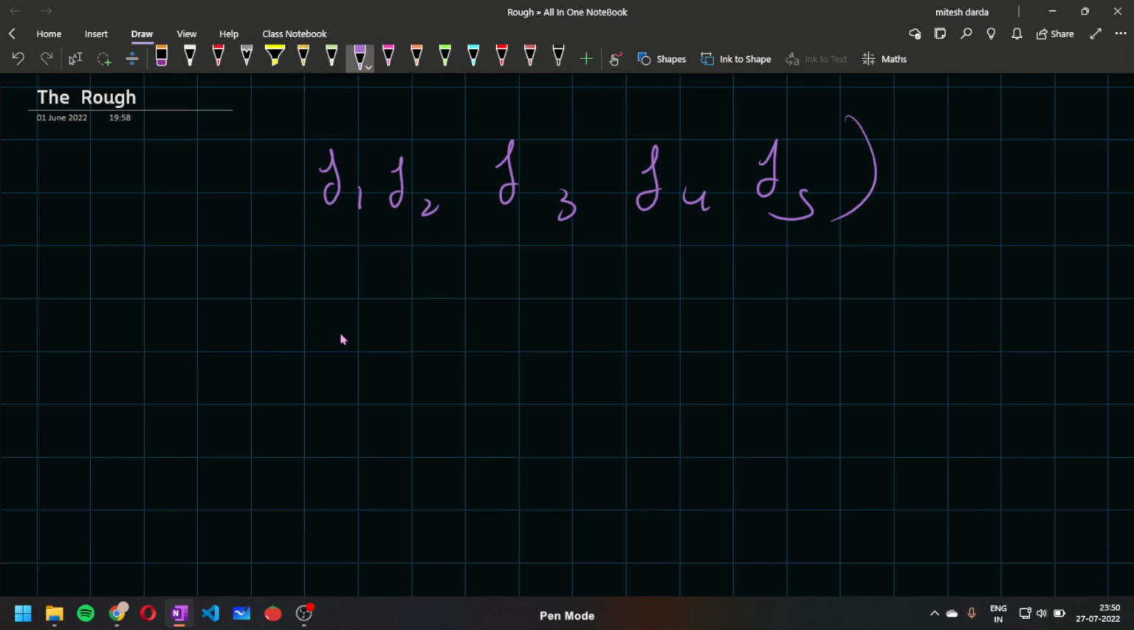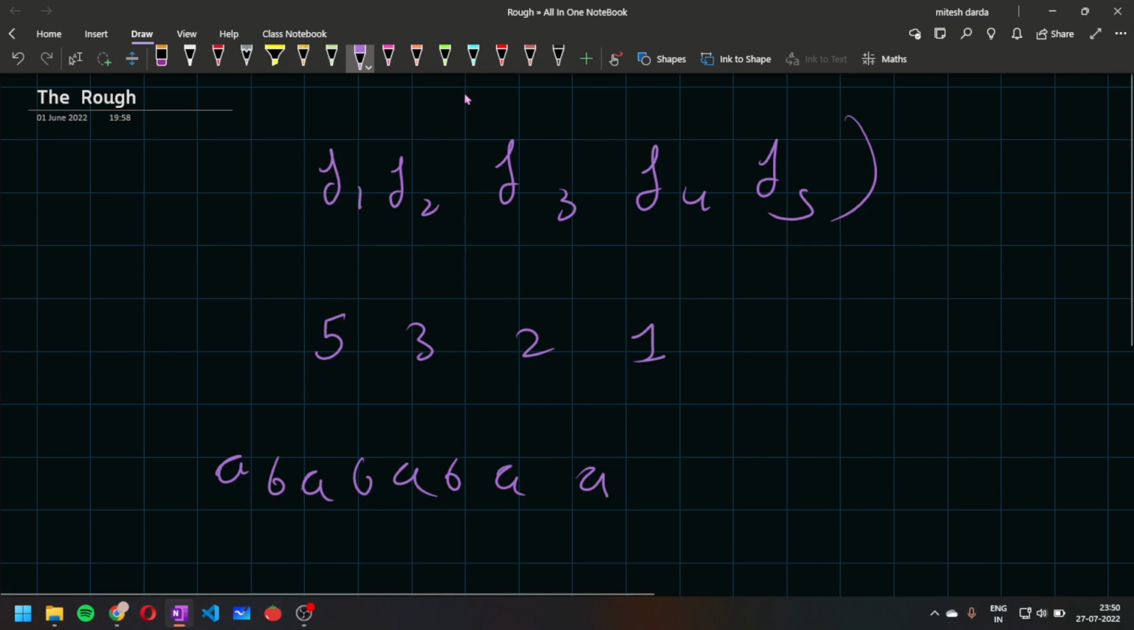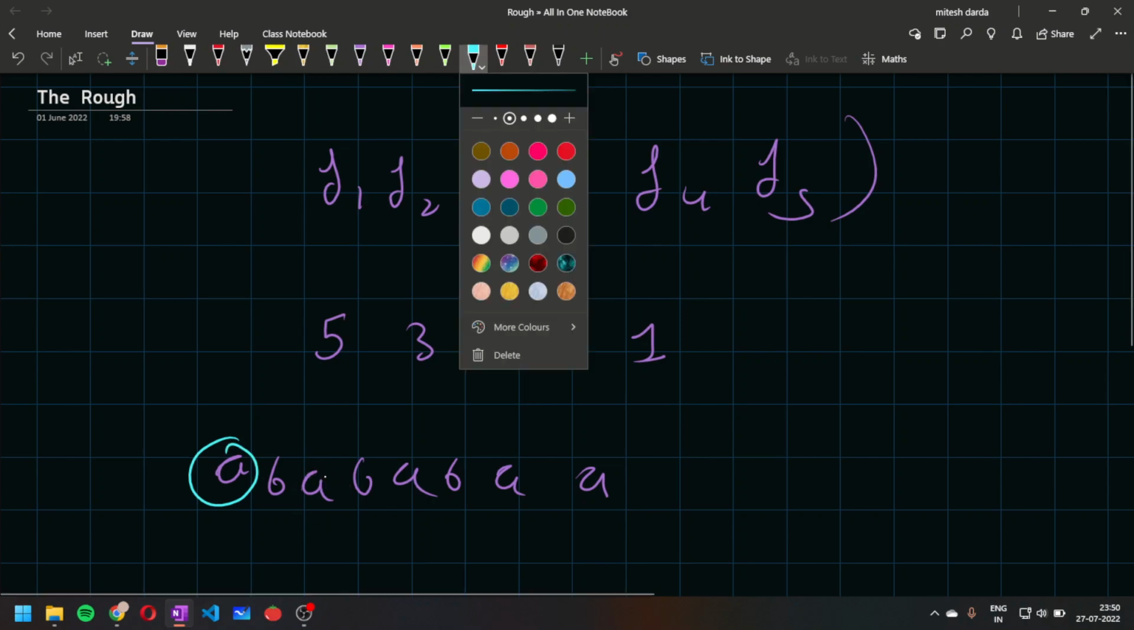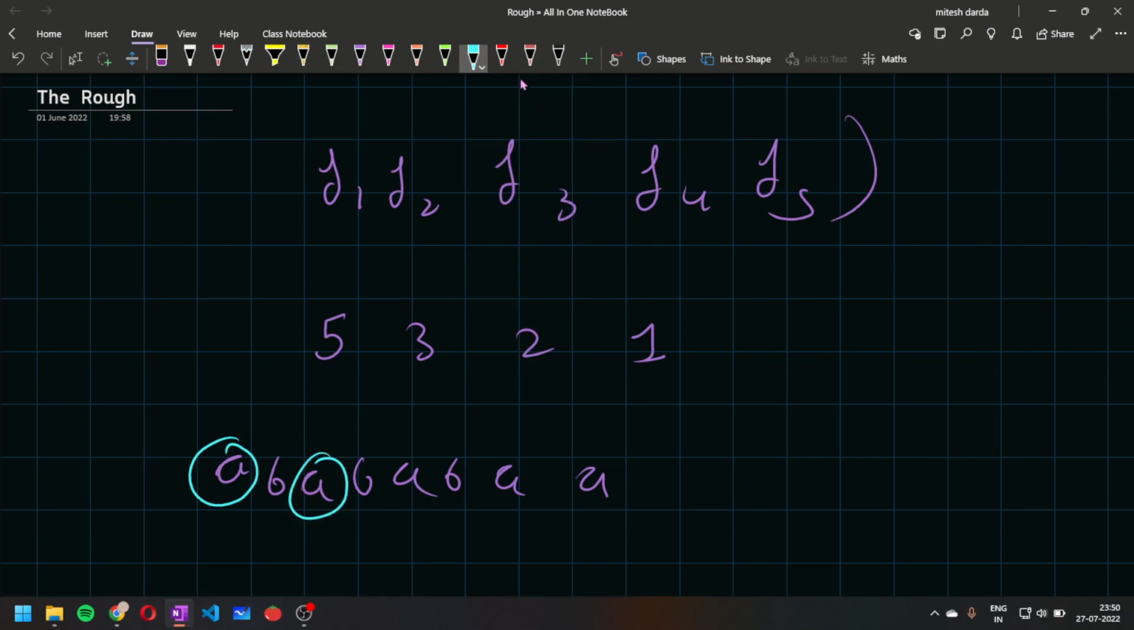So we can take an example, right? Let's say we have values 5, 3, 2, 1. Let's say this 5 is a, so a has occurred 5 times, and this 3 is b, so b has occurred 3 times, right? Our optimal answer would be to select this a either 2 times or 3 times. We can do this, and that is going to be our maximum possible answer.